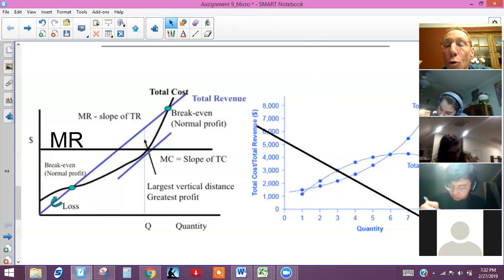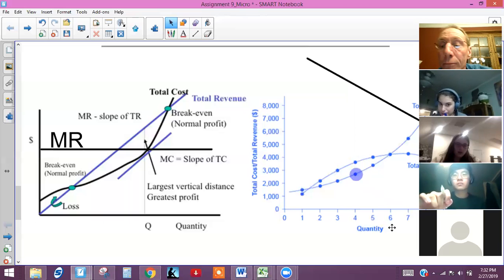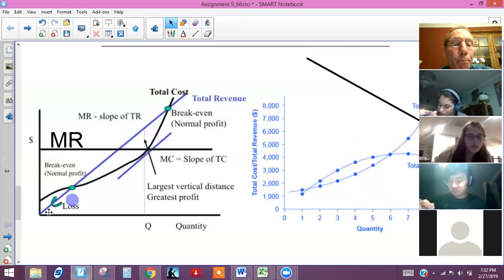Okay, once again the maximum profit is going to be about 4, right? Because that's where the greatest difference is between total revenue right here and total cost right there. Okay, does everybody understand how to tell the difference, if you see curves like these, whether it's a monopoly over here or a perfect competitor over here?